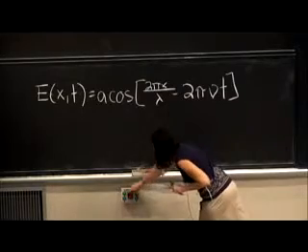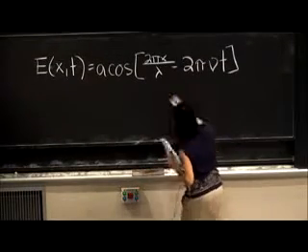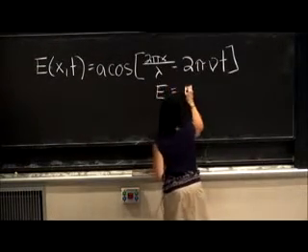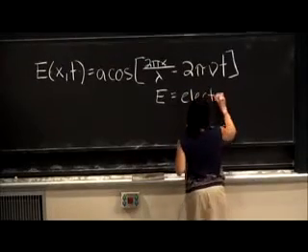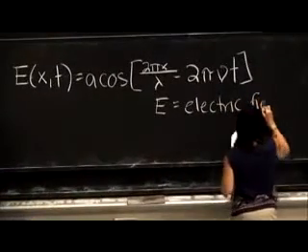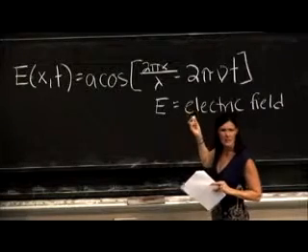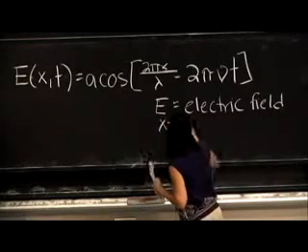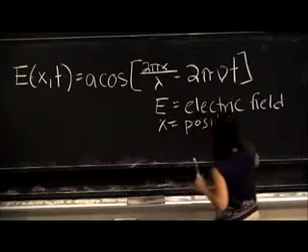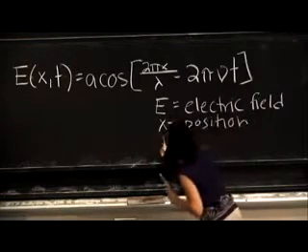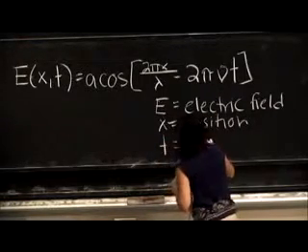Where we have E, which is equal to the electric field. What is x? Yep, the position of the wave. And what about t? Yeah, so we're talking about both position and time.